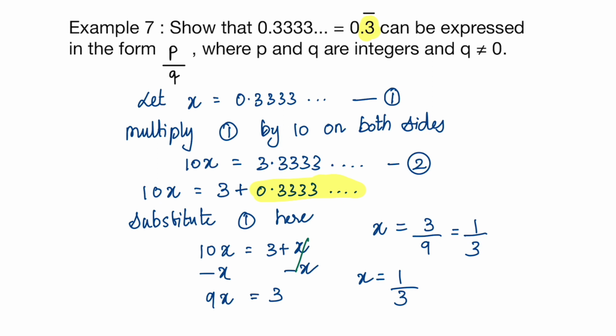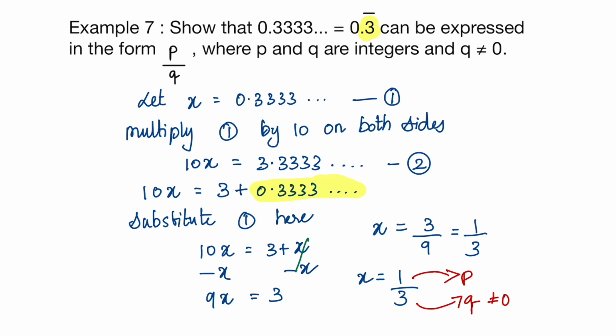We have found this. Now, is 1 by 3 a rational number? Obviously, it can be expressed in the form p by q, where q is not equal to 0. Now, in this case, this is p, this is q. Okay, both these are integers and q is not equal to 0. And hence, 0.3 bar or 0.333 forever is a rational number which can be expressed in the form of p divided by q, where p and q are integers.